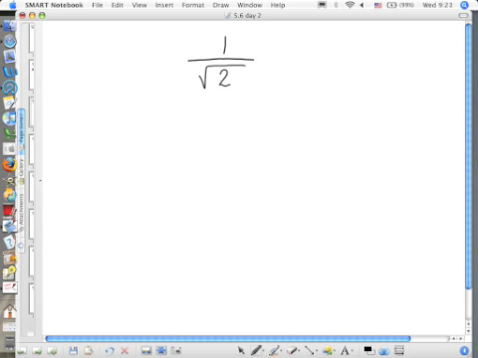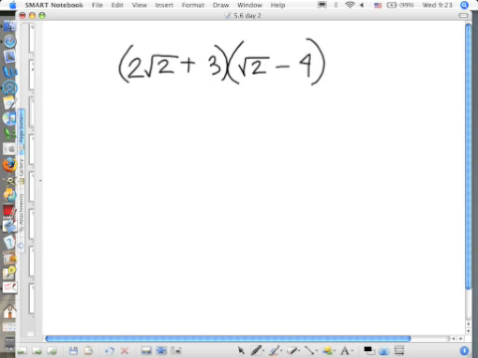Okay. Let's do another FOIL problem with radicals. Let's say we've got this right here. I want you to do FOIL. Apply the multiplication lesson that we just learned. Simplify all your stuff and then add together what you can.